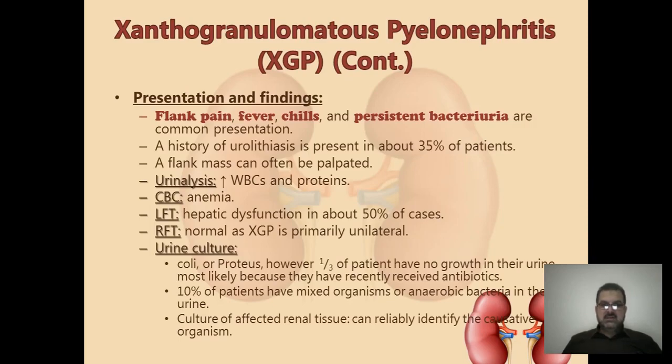Urine analysis can show high white blood cells and protein, because it is a chronic infection. Anemia can be there. Deranged renal and hepatic function tests also can be there, because as I mentioned, this is a chronic problem. Usually unilateral. The microorganisms: E. coli, Proteus also can be the microorganism that causes the xantho. Anaerobic infection also can be cultured.